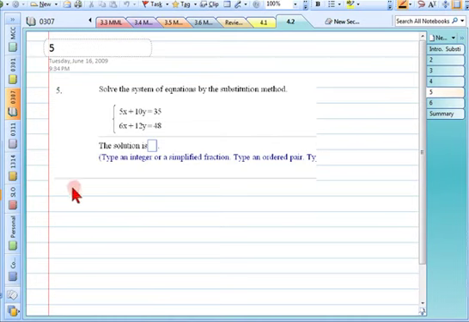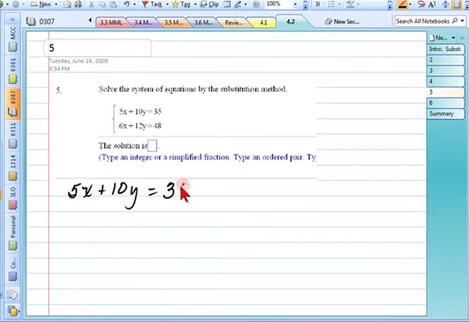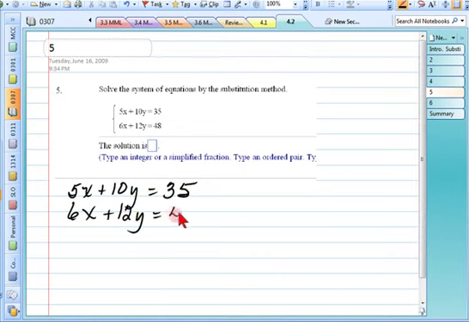All right, number 5. I have 5x plus 10y is 35, and 6x plus 12y is 48. Is this system ready for substitution? No. And if I look at all of the terms, I don't even have one that has a coefficient of an implied 1. I don't have a plain old x or plain old y. So I think, well, which one would still be the easiest to solve for? This one would be fine.